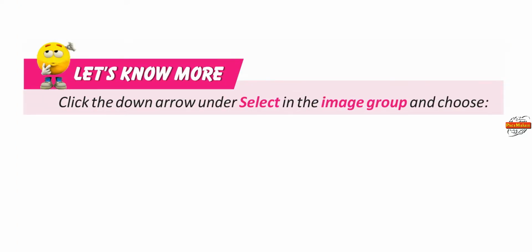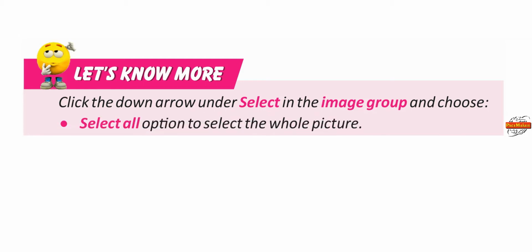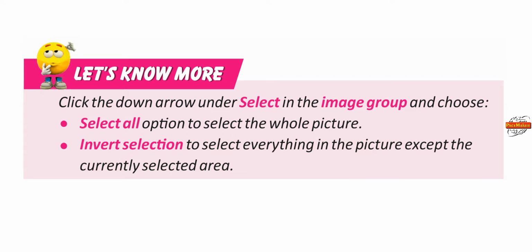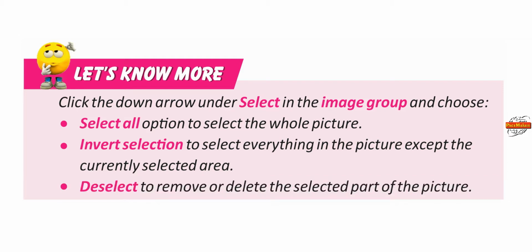Let's know more. Click the down arrow under Select in the image group and choose Select All option to select the whole picture. Invert selection to select everything in the picture except the currently selected area. Deselect to remove or delete the selected part of the picture.